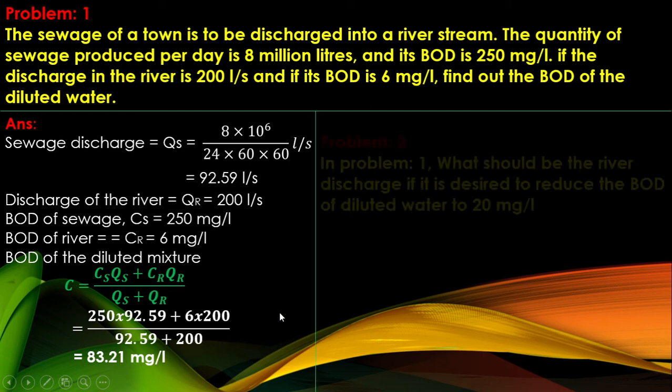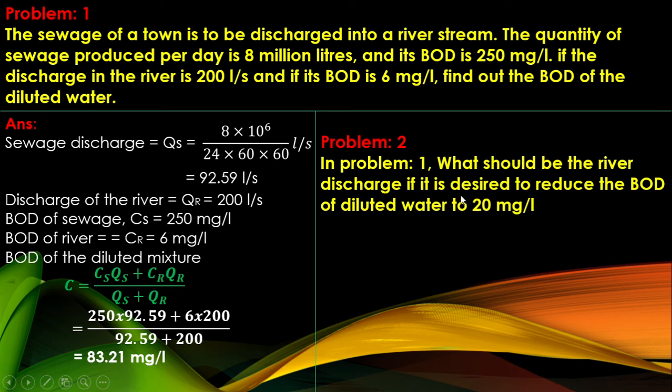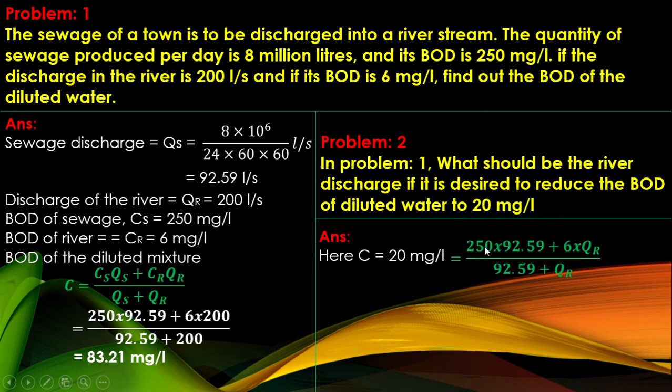Next, problem 2. In problem 1, what should be the river discharge if it is desired to reduce the BOD of diluted water to 20 mg per liter? So here in this question, value of C is given as 20 mg per liter, and we want to determine the river discharge. All other parameters are same as the problem 1. So, in the same equation, substitute all other values and we will get river discharge as 152 liters per second.